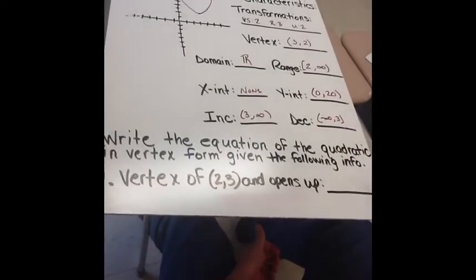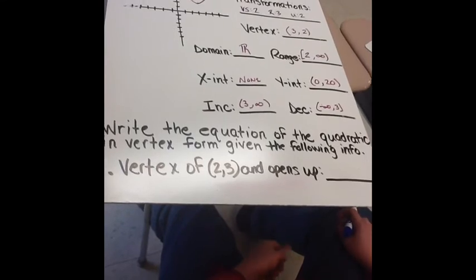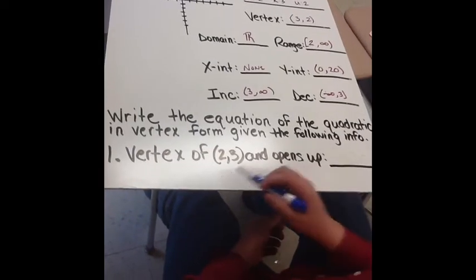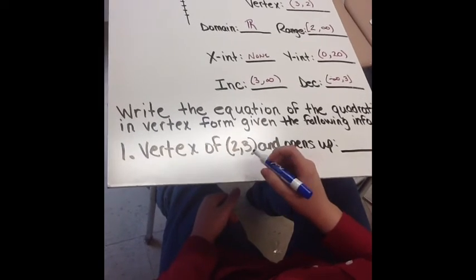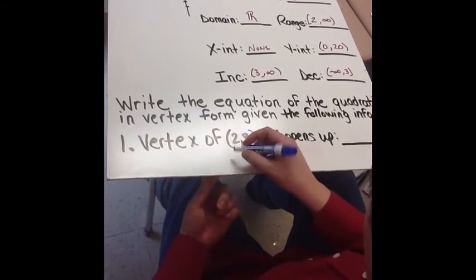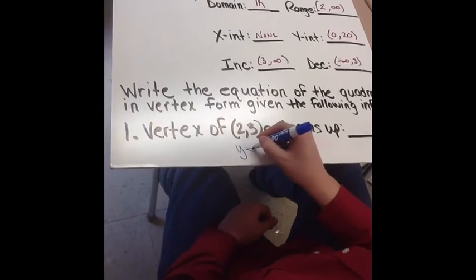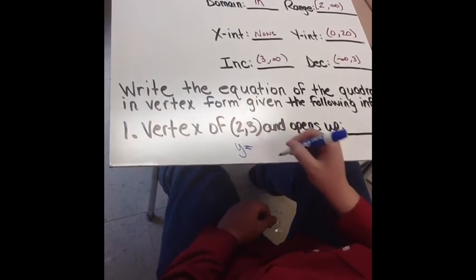All right, the next part says, write an equation of the quadratic in vertex form given the following information. Like I said before, the vertex is going to give us something very, very important. That's going to tell us a lot of the information. We know that we're going to have an equation that's always going to start off with either f of x equals or y equals. In this case, we're going to do y equals.